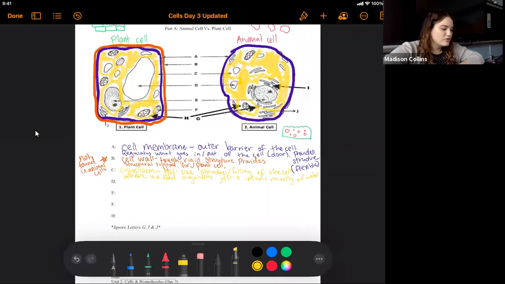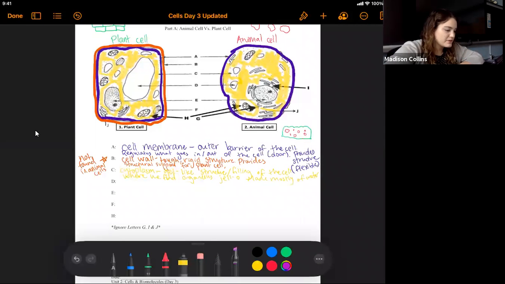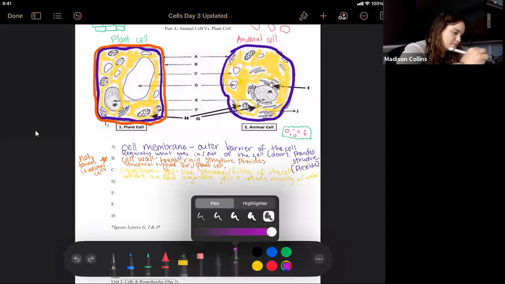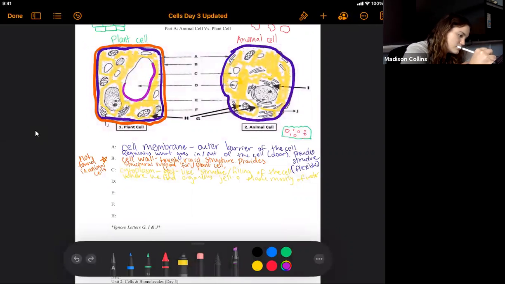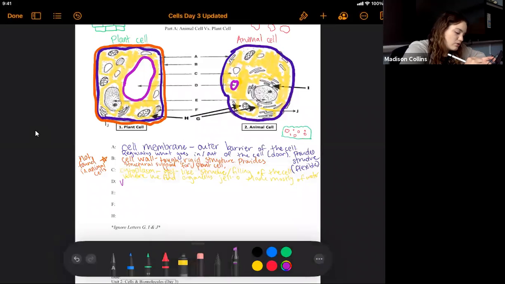All right, moving on to D. So structure D, let's do this in purple, which is my favorite color in case anyone was wondering. Structure D, I'll highlight it here. We find it in both the animal and plant cells. And this is a structure we call the vacuole. And the vacuole is mainly used for storage. So it's used to store excess water, excess food, and even excess waste.